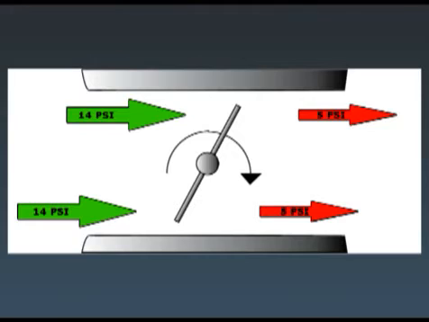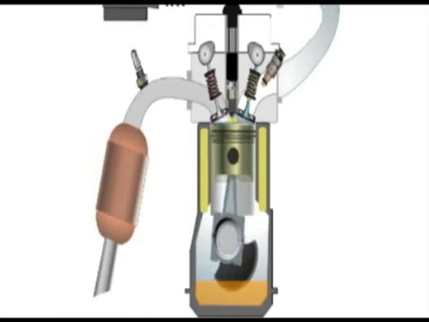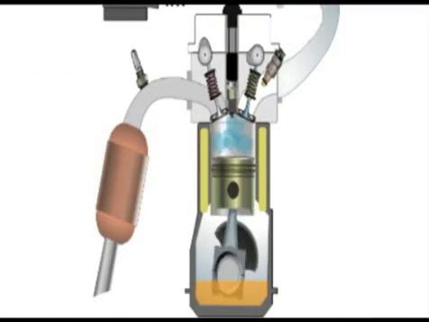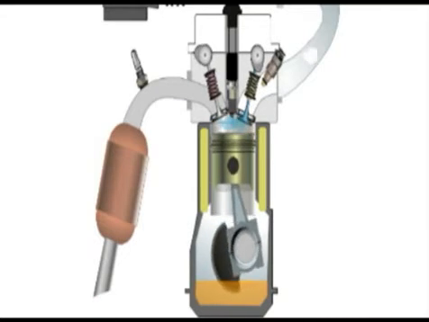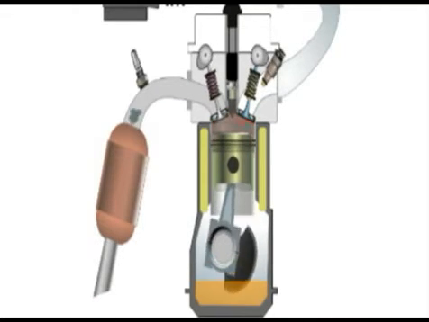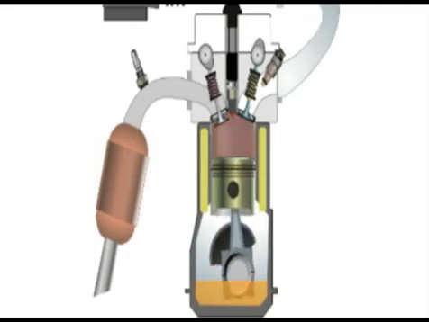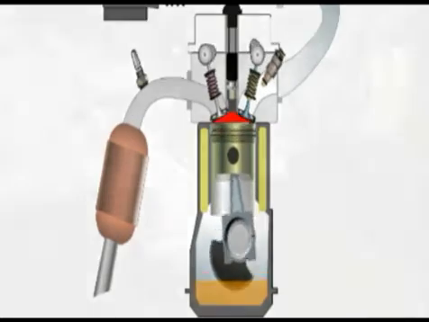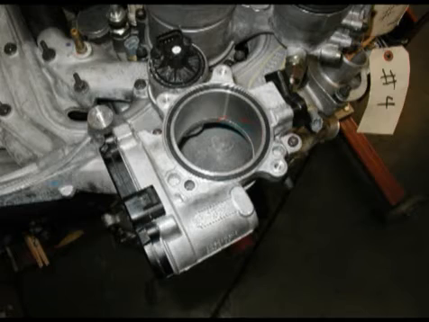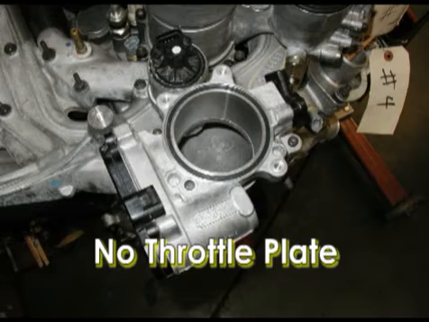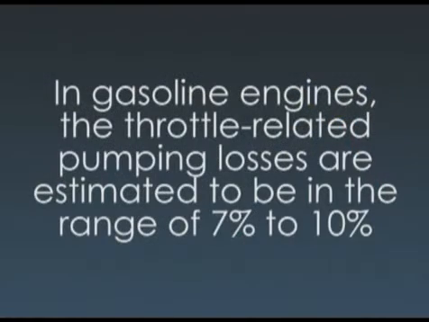The negative factor is that partial pressure or vacuum in the intake manifold wastes energy. As the piston moves downward on the intake stroke, normal pressure below it and partial vacuum above it cause drag on the rotation of the crankshaft. These pumping losses occur during most engine operating conditions, as the throttle is rarely wide open. Diesel engines are known to be approximately 25% more efficient than gasoline engines. One reason is that the diesel engine has no throttle. In gasoline engines, the throttle-related losses are estimated to be in the range of 7 to 10%.